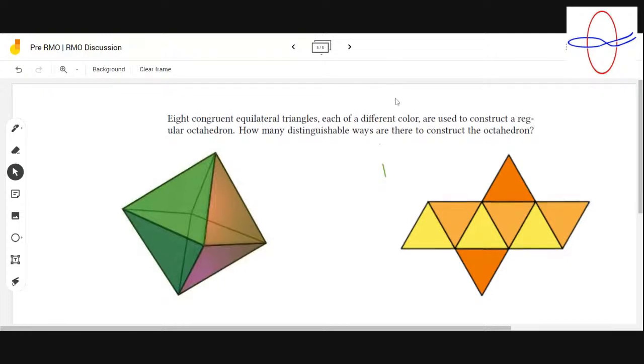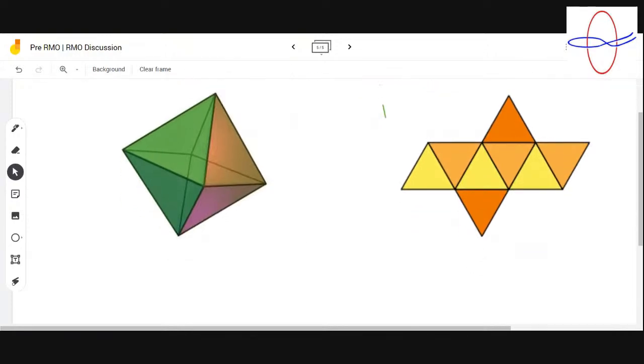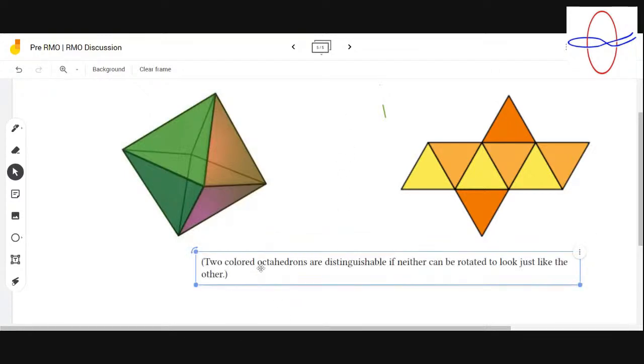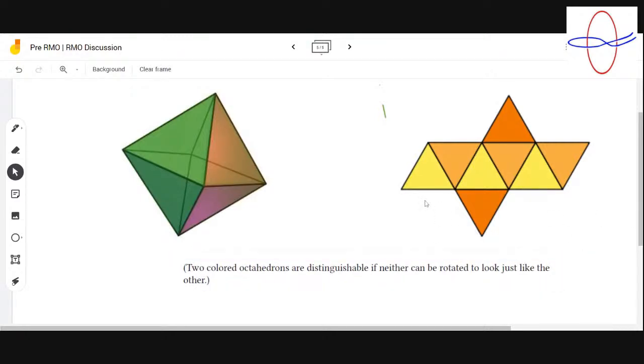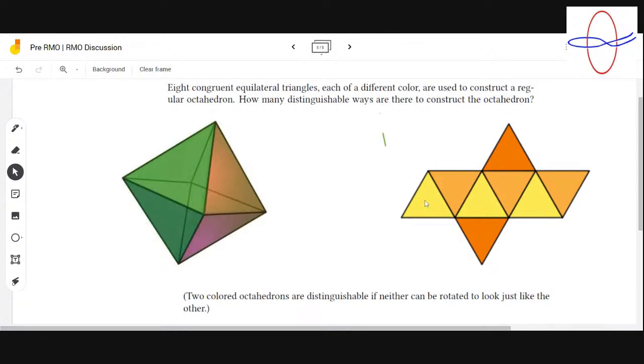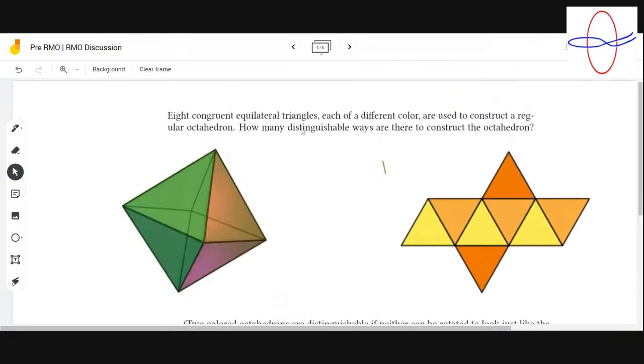So now we need to understand the rotation fact, right? So therefore there is an extra addition. So let's try to understand this. Two octahedrons are the same if neither can be rotated to look just like the other. Okay, that means the rotational symmetries will not be taken care of. I forgot.